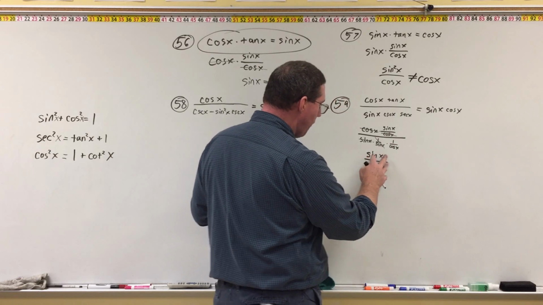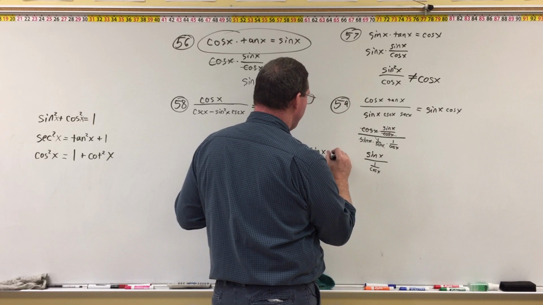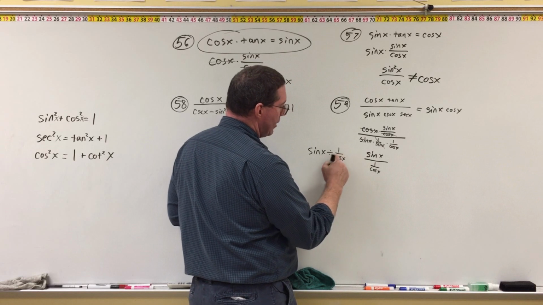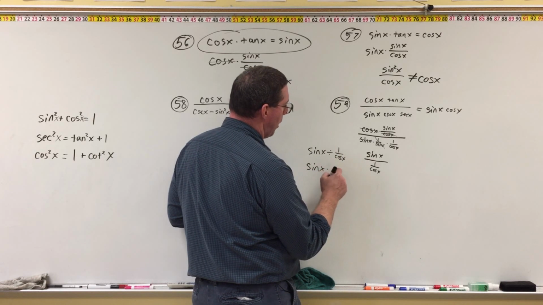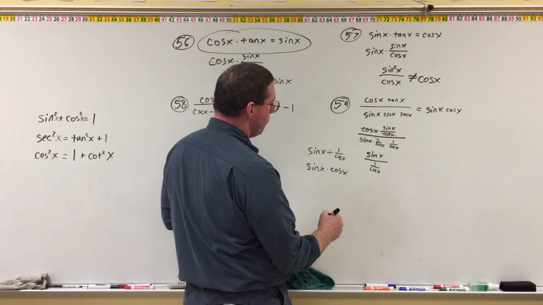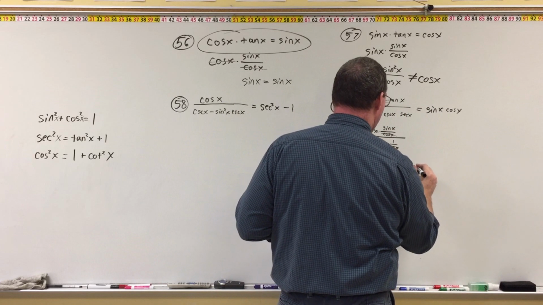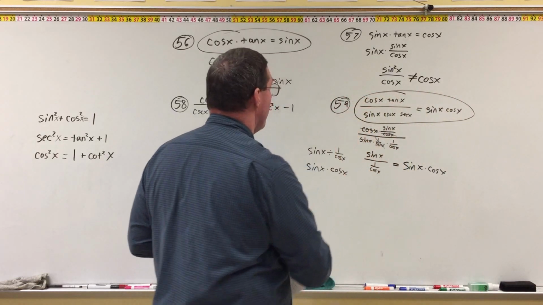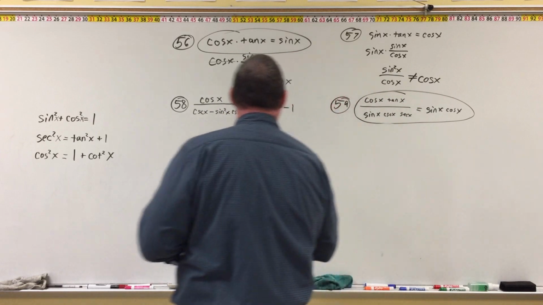Well, if I rewrite this, I can rewrite it as sine of x divided by 1 over cosine of x. If I divide by a fraction, this is a keep, change, flip situation. So keep sine of x, change to multiply, flip. If I flip 1 over cosine of x, I just get cosine of x, which is sine of x cosine of x. So this is equal to sine of x times cosine of x, making this one true. Okay? So 59 is true. And now let's move on to 60.